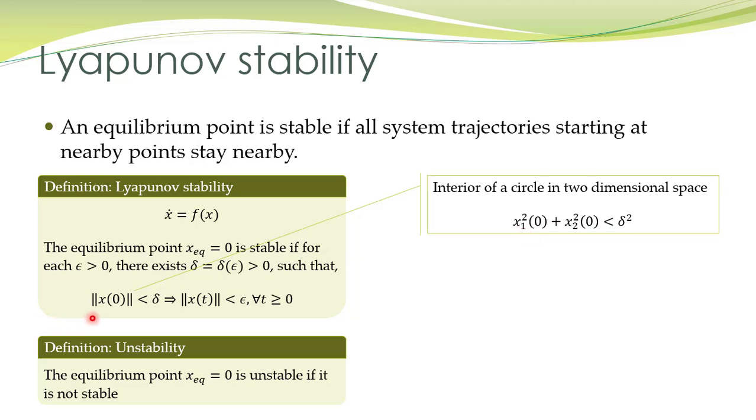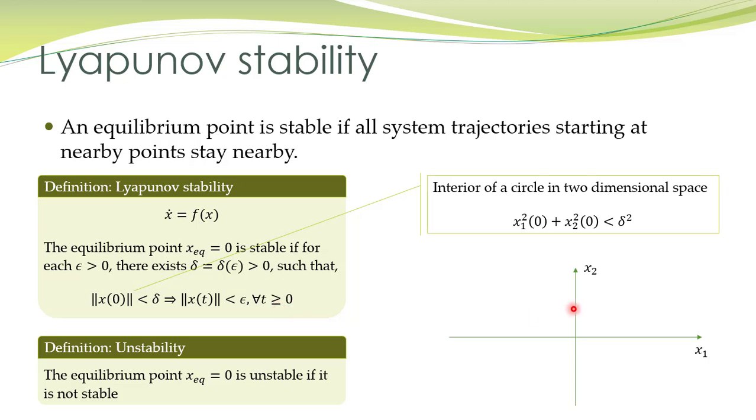So what does this definition mean? If the trajectories start from within the interior of a circle with radius delta, and the trajectories stay inside another circle of radius epsilon for all future times, then that particular equilibrium point is a stable equilibrium point.